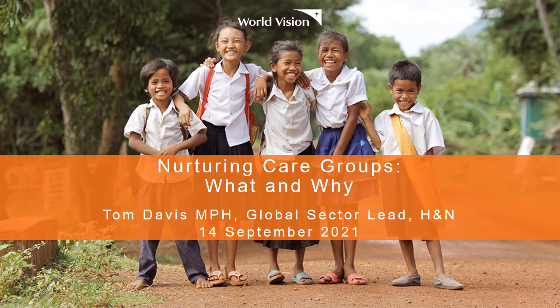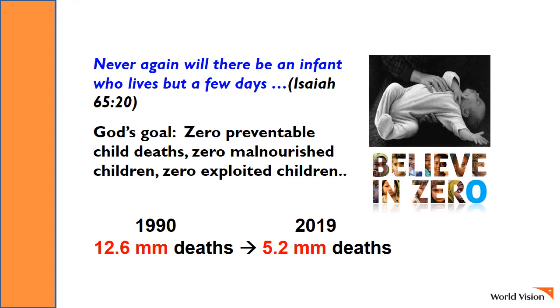I'm Global Sector Lead for Health and Nutrition for World Vision, and this is a presentation on nurturing care groups, the what and why. So we have made remarkable progress in reducing infant and child deaths in the past few decades. The annual rate of reduction in child deaths has increased from 1.9% in 1990, when 12.6 million children died every year, to only 4% today.